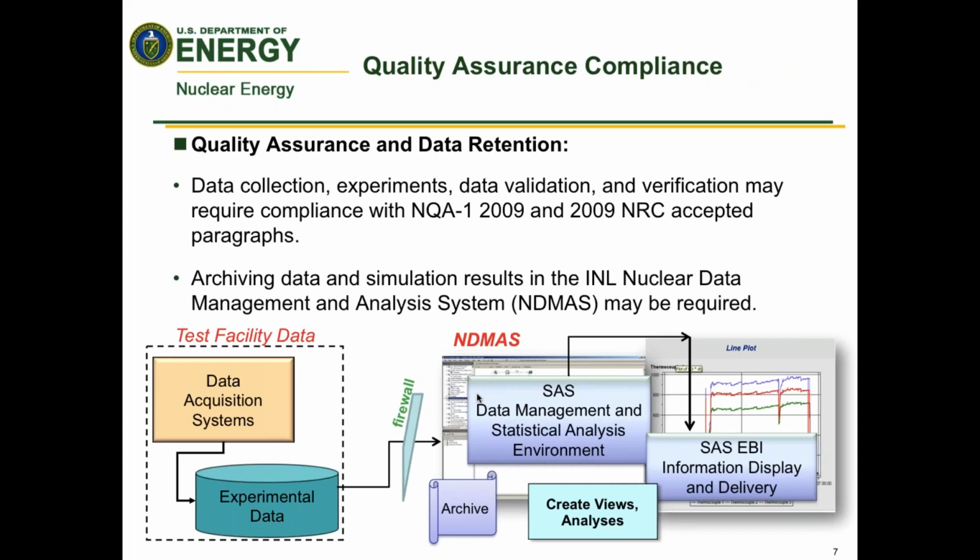We need to have the data retained in a usable form that can meet NRC requirements. So we would like to have it done under an NQA-1 2009 regime. That means the data collection, data validation experiments have to be compliant with the quality assurance rules. Again, we can't afford to do the test twice. So again, some quality assurance should be specified in your proposal.